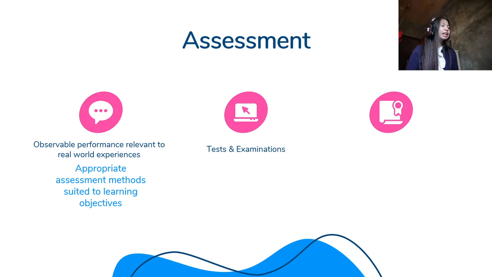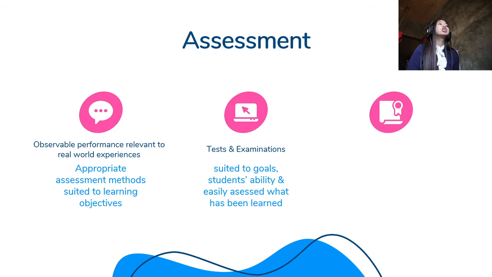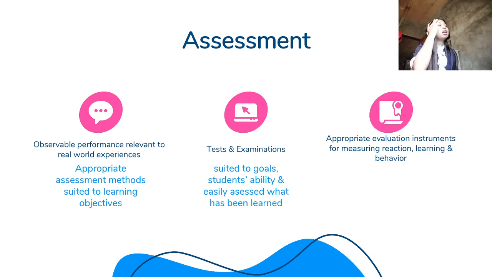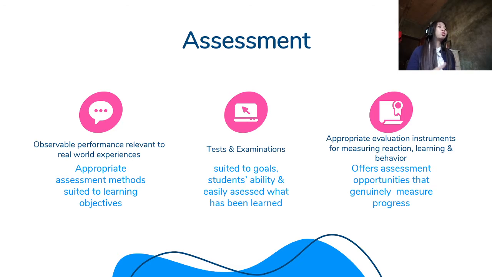And then the tests and examinations are suited to goals, students' ability, and easily assess what has been learned. Okay, so you go back to the goals, to the objectives. And then the appropriate evaluation instruments for measuring reaction, learning, and behavior. So I want to see modules that can measure the reaction or behavior of the students. So I think subjects like this are ESP, personal development for senior high. So yeah, those. Let's see how the modules look like.